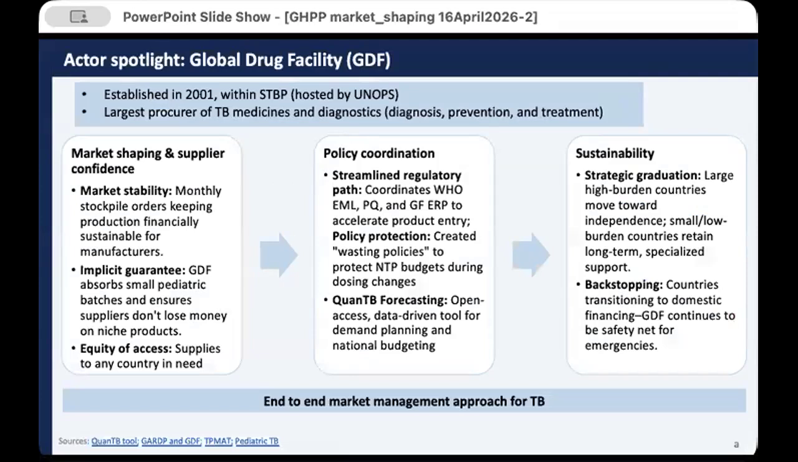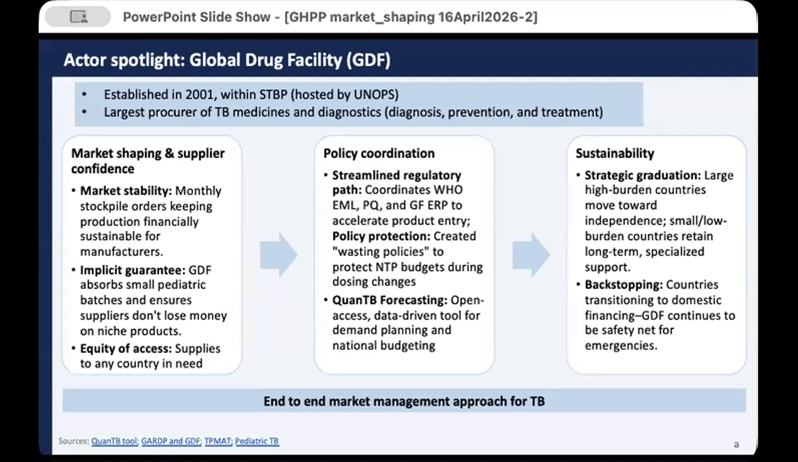Hello, everyone. I'm Agrita, and thank you, Sharnan, for taking us through. I will be talking about one of the actors in the global TB procurement space, the Global Drug Facility, or GDF. GDF was established in 2001 and is hosted within the Stop TB Partnership. GDF is today one of the single largest procurers of TB commodities, covering diagnostics, prevention, and treatment across the complete cascade of care, basically. Its end-to-end market shaping, as Sharnan mentioned, or management approach operates across three distinct functions.